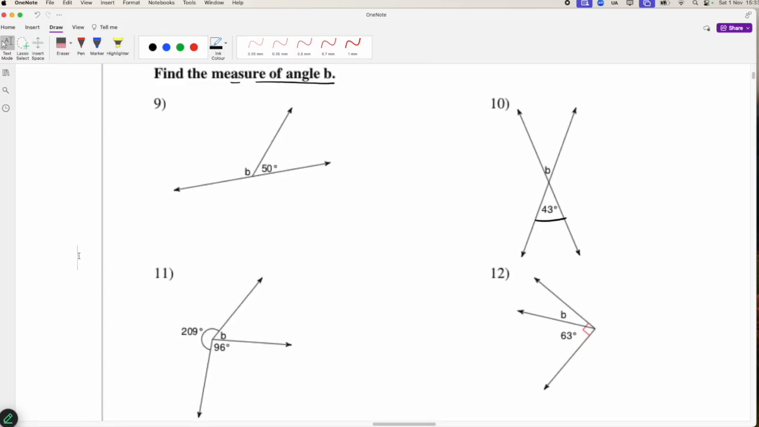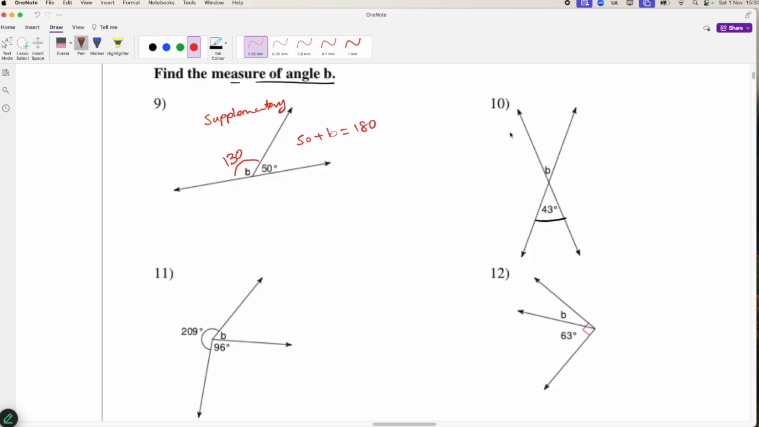So the people who did it could help me to move this class along. What did you get for part B here? For 9B, this angle B. 130. And why? Because it's a straight line, so they are supplementary. That means that 50 plus B will be 180, so B is going to be 130.